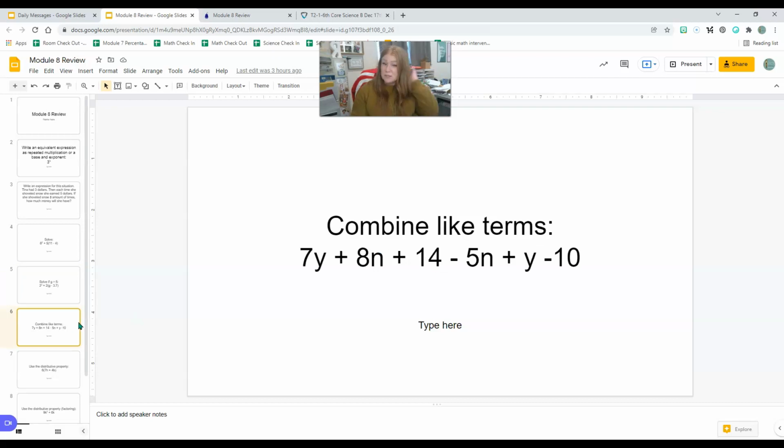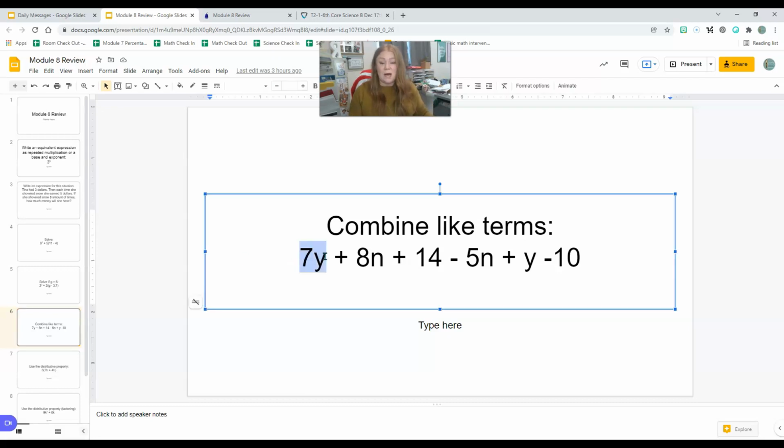Slide 6: we want to combine these like terms. So first, we need to look for all of our y's. So we have 7 y's, and we've got another y that is added together. So 7 y's and 1 more is the first part of our answer.